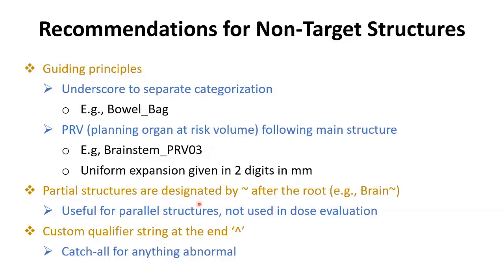Partial structures are designated by a tilde after the root. Example, Brain~. If you are, let's say, doing a scan and you did not scan the whole organ for whatever reason, you should not use the definite name. I mean, you should not use only Brain. You should use Brain with a tilde at the end. This gives an indication to the person that this organ is not fully scanned or contoured. You are only using it for demonstration purposes, just to show that, okay, this is the brain or this is the lung or this is the kidney, whatever the organ is. It's useful for display structures, not used in dose evaluation.